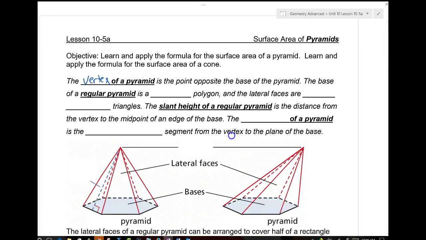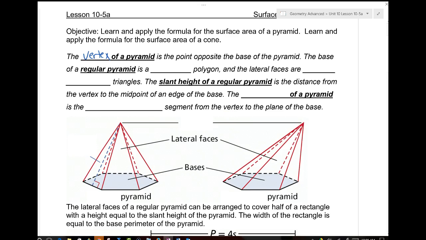So the vertex of a pyramid is the point, and they say this is opposite the base of the pyramid. I like saying it's where all the lateral faces intersect. Now, what is basically a lateral face? Remember, a lateral face is a face that's not a base. So it's the flat surfaces that don't make the base. Well, in these cases, they all have to be triangles.